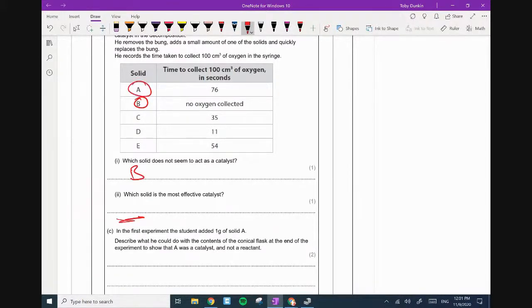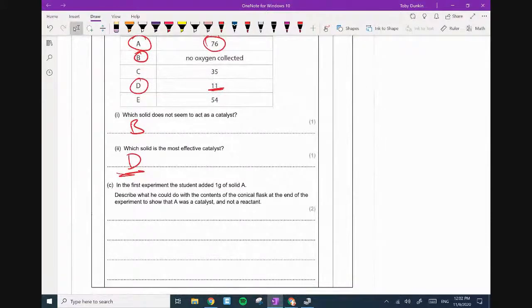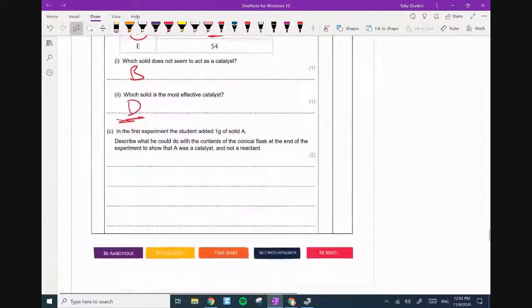Loads of people went for A, but guys, that's not correct. That's the worst catalyst. The time to collect 100 centimeters cubed of gas, well, A's done it in 76, whereas D's done it in 11. D's a much better catalyst. The answer was D. A whole lot of students as well wrote the number 11. Lol. Yeah. That is not the solid. That is not the solid letter. So it was annoying that because you had the right answer, but you hadn't written down the correct letter.